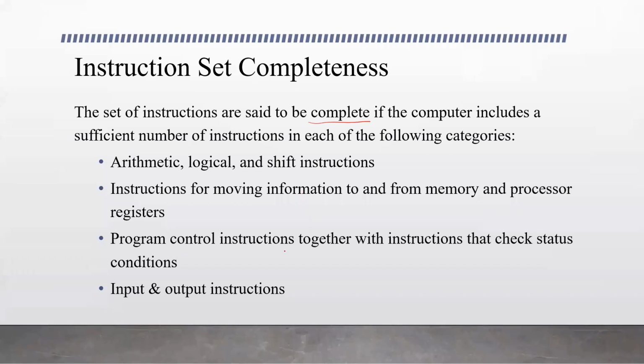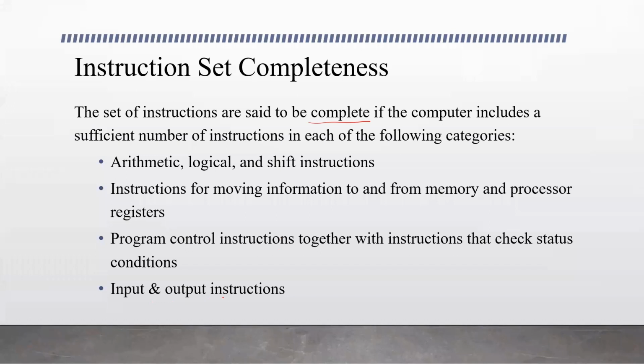And program control instructions. Generally, instructions are executed in sequential order by default. There may be some conditional instructions, like decision making instructions, where depending on the condition, it decides which particular statement to execute. And there are looping instructions that repeatedly execute a set of statements. These are the instructions that control the execution of the program, so they need to be included.